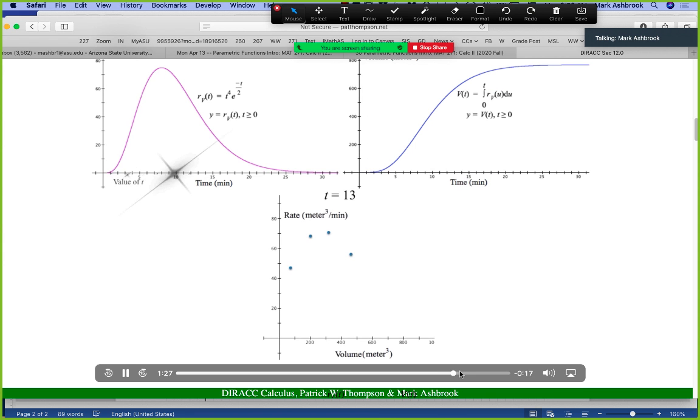Oh, here we go. A little bit faster here. Here's t equals 13. There's the amount for 13. There's the rate for 13. Gives us a correspondence point. And so then we can get an idea of what this function is.